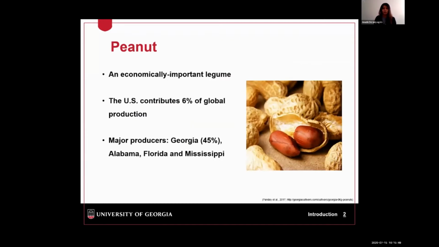Peanut is an economically important legume, being a major source of protein and vegetable oil. The United States contributes around 6% of the total world peanut production, while Georgia contributes around 45% of it.